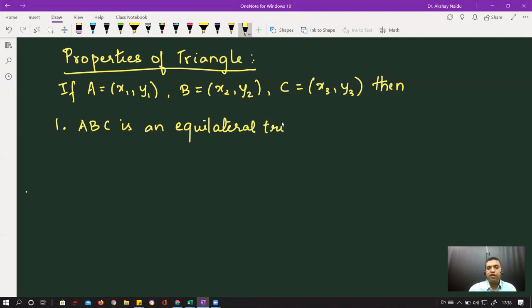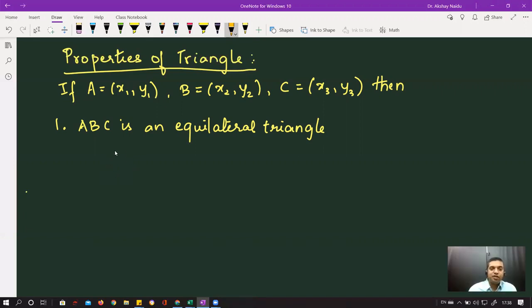When will this be an equilateral triangle? Answer, very simple. People can turn on their mics to answer this, it will be easier. When will this be an equilateral triangle ABC? Very simple. When the distances are equal.